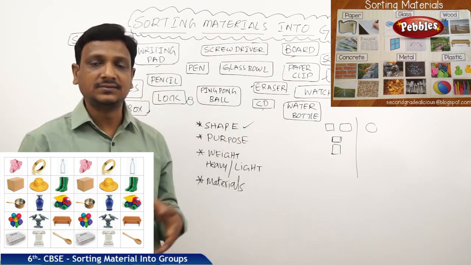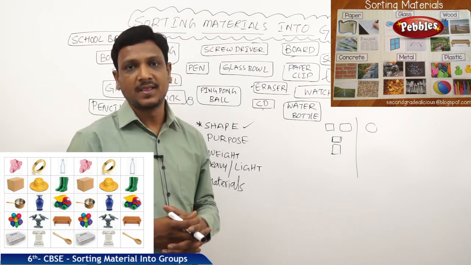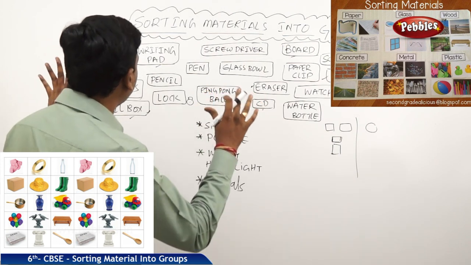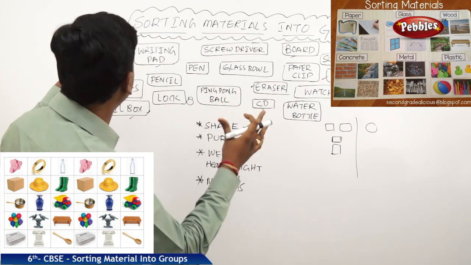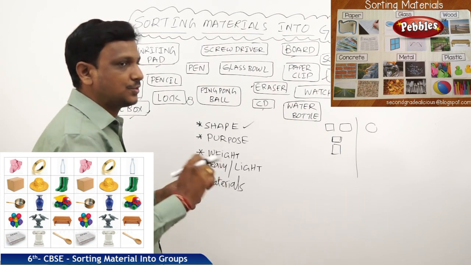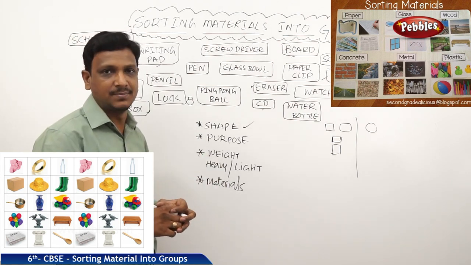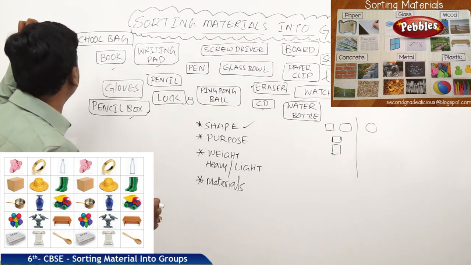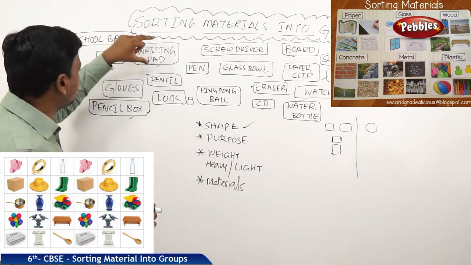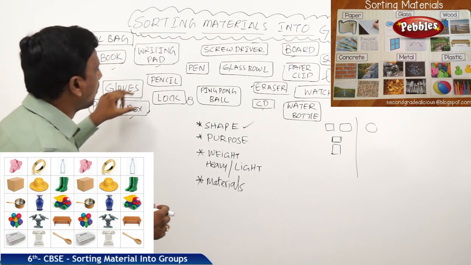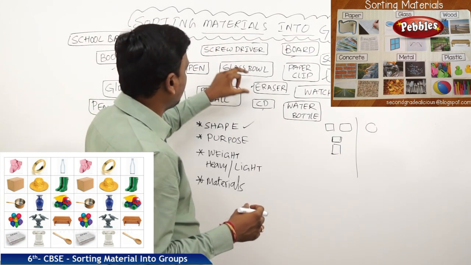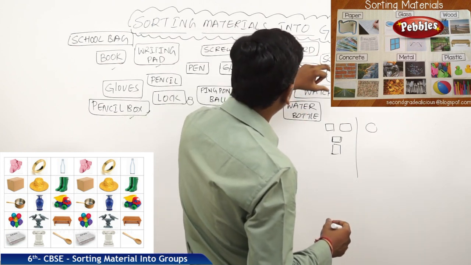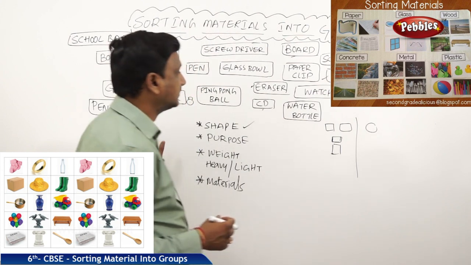You can classify the things on basing the purpose, how they are used. So here I have looked at these and I wanted to segregate them. Many of these items I feel are used for schooling in your classroom for study purpose. So I am classifying the things that are useful for study purpose: school bag, book, writing pad, pencil, pencil box, pen, and eraser, CD, water bottle, paper clip, scissors, ruler, board, most of the things.